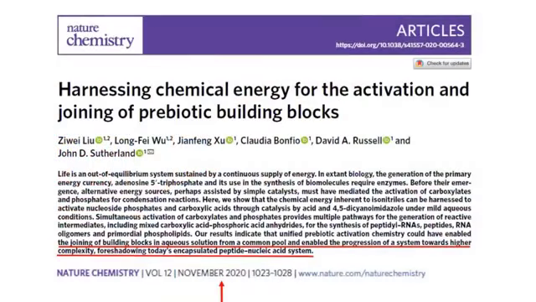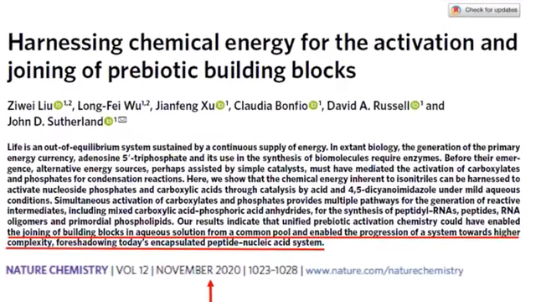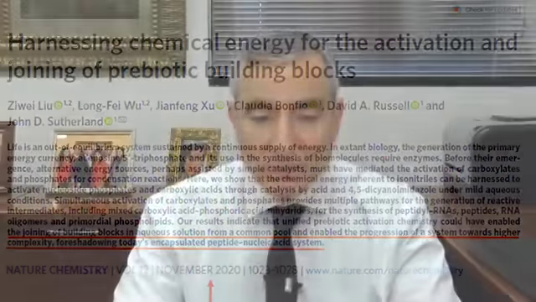Okay, harnessing chemical energy for activation and joining of prebiotic building blocks. So here's an article that was written by John Sutherland, again, one of the masters in this. And he writes in this abstract, the joining of building blocks in aqueous solution from a common pool and enabled the progression of a system toward higher complexity, foreshadowing today's encapsulated peptide nucleotide acid system. So what he says here is that it is hard to join these in an aqueous system.